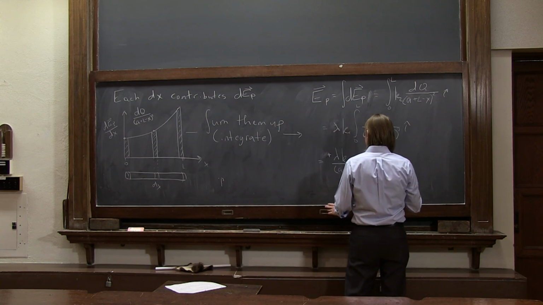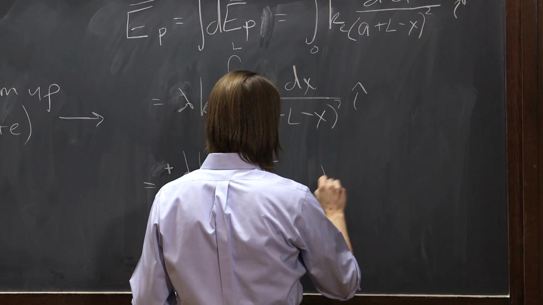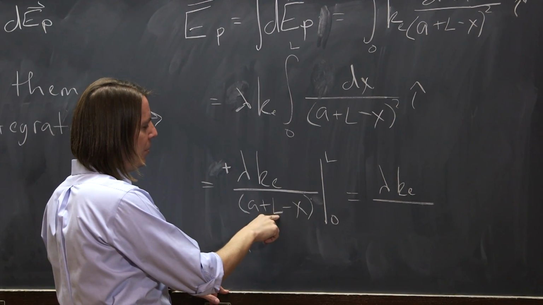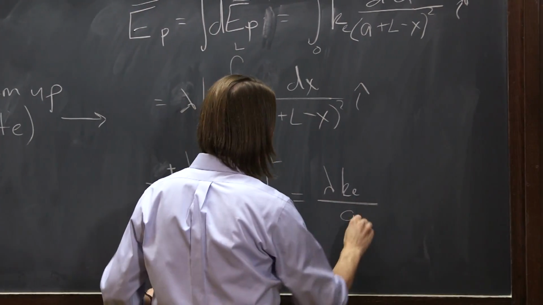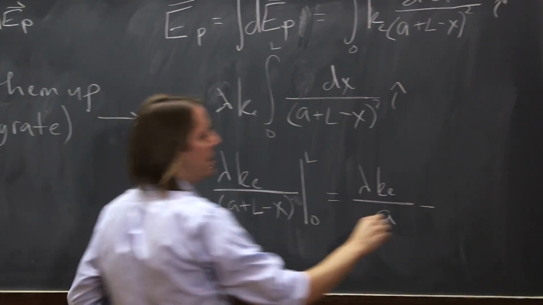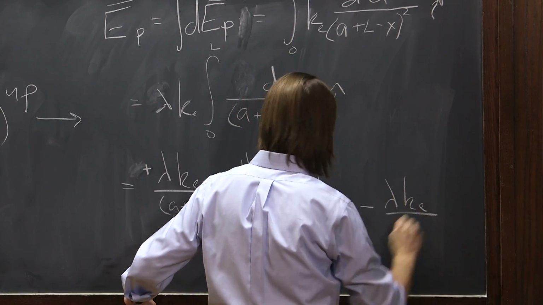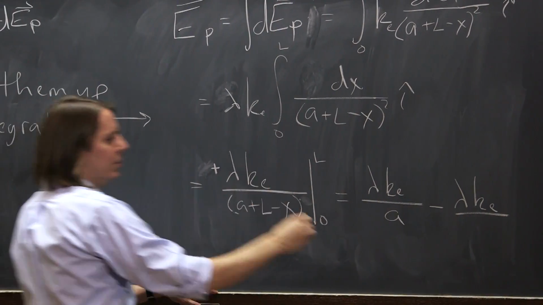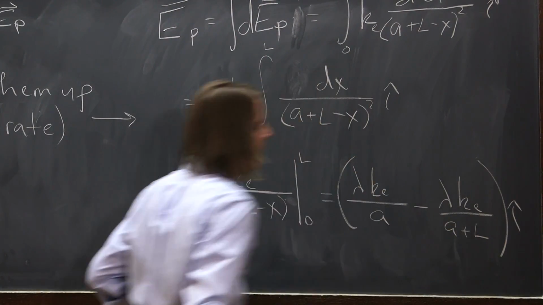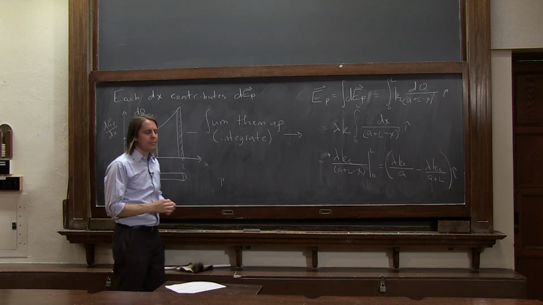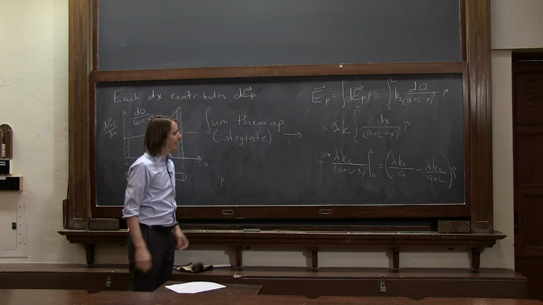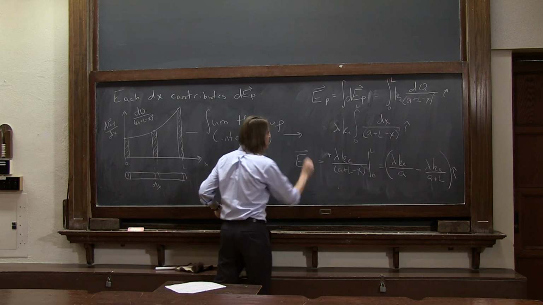So what do we get? We get lambda k_e over, if we plug in L, we get a plus L minus L. That's 0. So we get lambda k_e over a. And then minus, and then we plug in 0, lambda k_e over a plus L. And that whole thing times i hat. In the end, that's the answer. That's pretty much it. We could simplify it a little bit. We could pull out lambda k_e. But pretty much that's the final answer. So that is the E at point P.